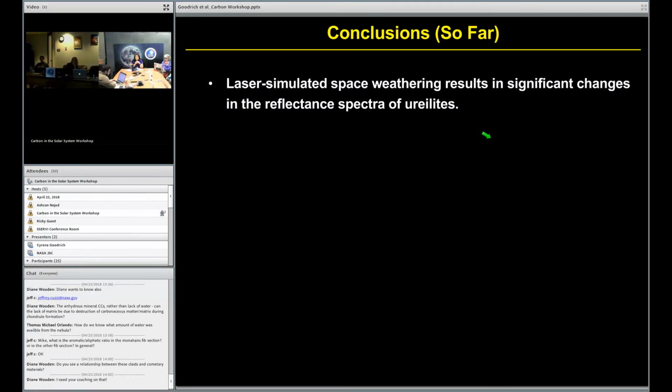So, as I said, this is just an initial study. There's a lot of work to do, but our conclusions so far certainly show that space weathering probably results in significant changes in the reflectance spectra of Ureilites.